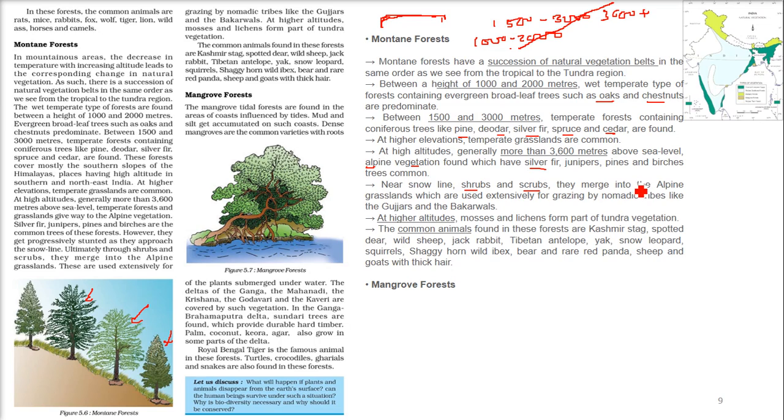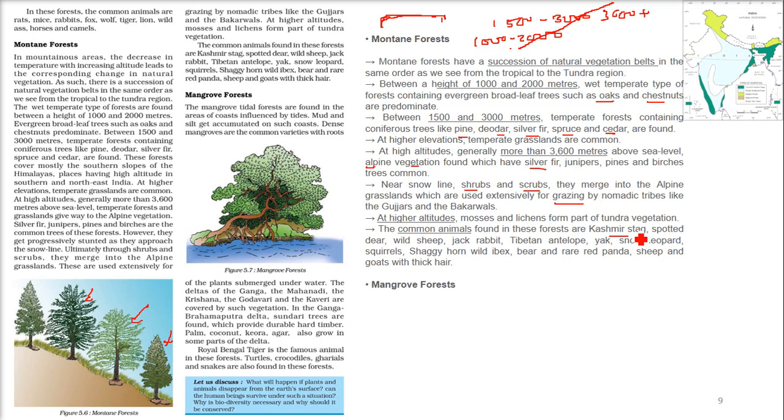So there we find shrubs and scrubs, and they merge into the alpine grasslands, which are extremely useful for the Gujars and Bakrawals type of nomadic tribes. They use it for grazing their cattle. And at the higher altitudes, as I just said, mosses and lichens are part of tundra vegetation.